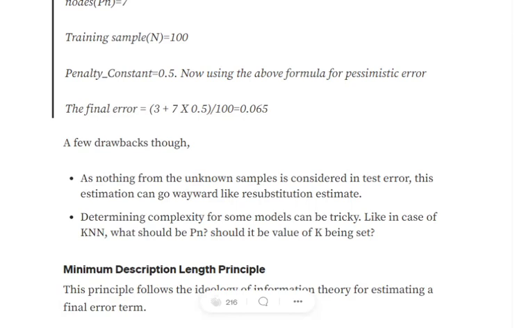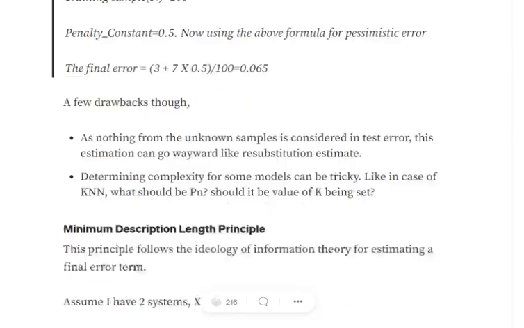Like for example, in KNN, what should be your penalty constant? In the case of neural networks, you are using the total number of nodes and total number of hidden layers. In the case of decision trees, you were using the total number of trees or total depth. But in the case of KNN, what should be the K? So again, these are a few questions that may create problems for you depending upon the model.